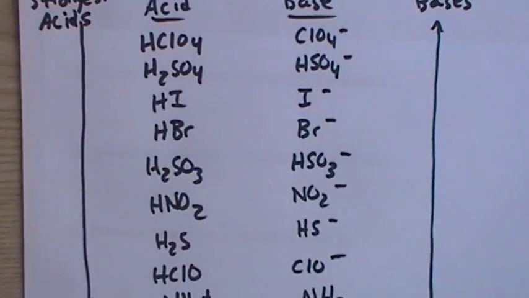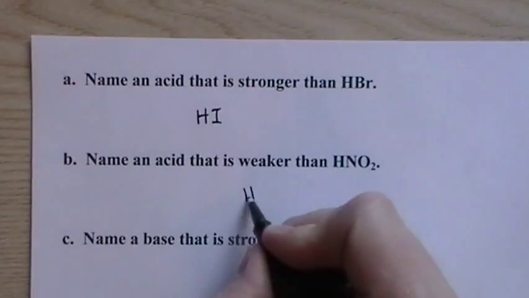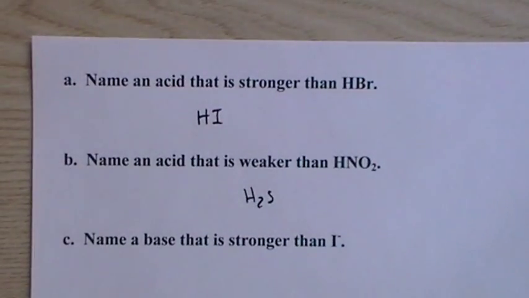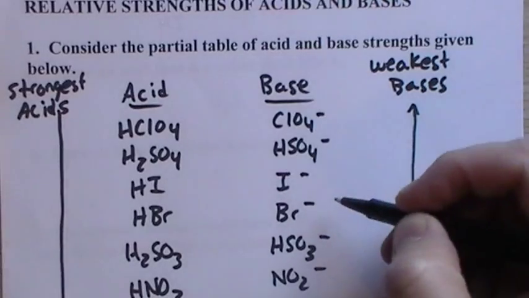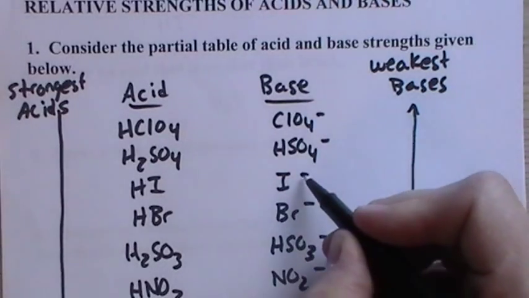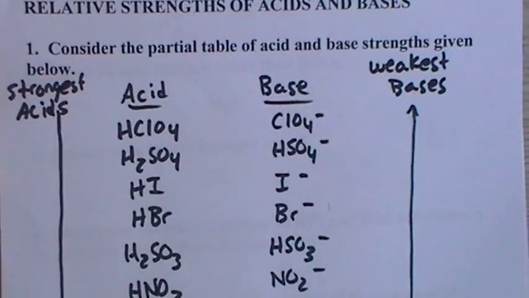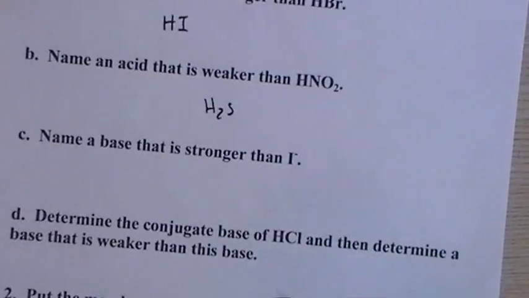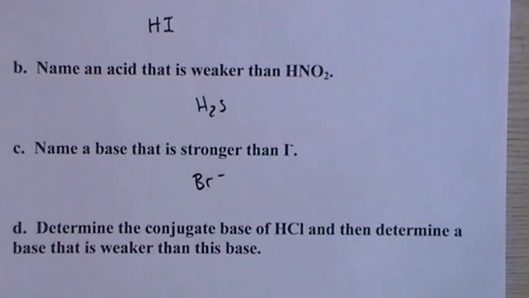Name an acid that is weaker than HNO2. So again, we go back to the table, HNO2, so I just picked the one below it, but anything below it can be used. Name a base that is stronger than I minus. So just remember how it goes. I minus, I want a stronger base, so I have to go down. We'll go to Br minus, but you can use anything you want to.